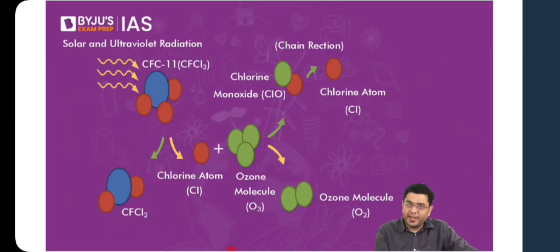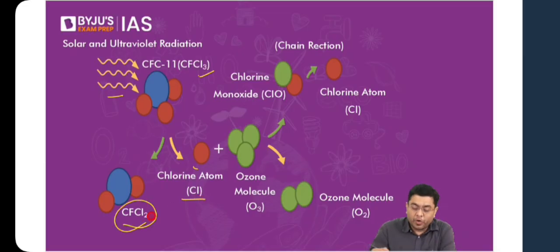So overall, this is the depiction of the reaction, and here you will observe that in the presence of the solar and ultraviolet rays, the chlorofluorocarbon gets separated into an individual chlorine atom and CFCl2. Now that individual chlorine atom interacts with the ozone molecule to produce chlorine monoxide, and also it produces oxygen molecule.